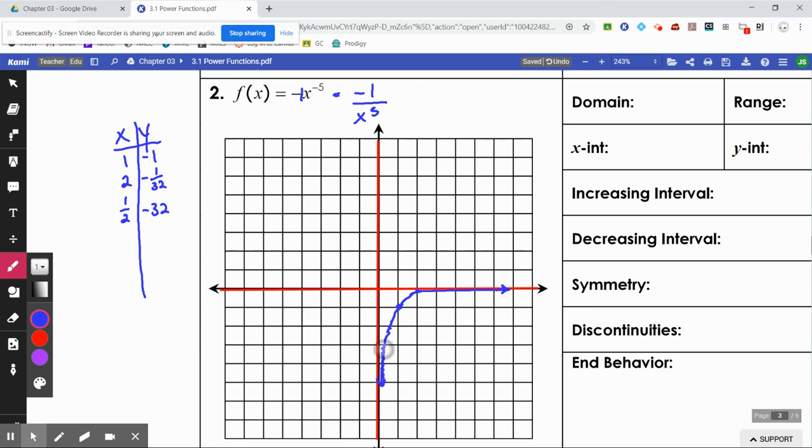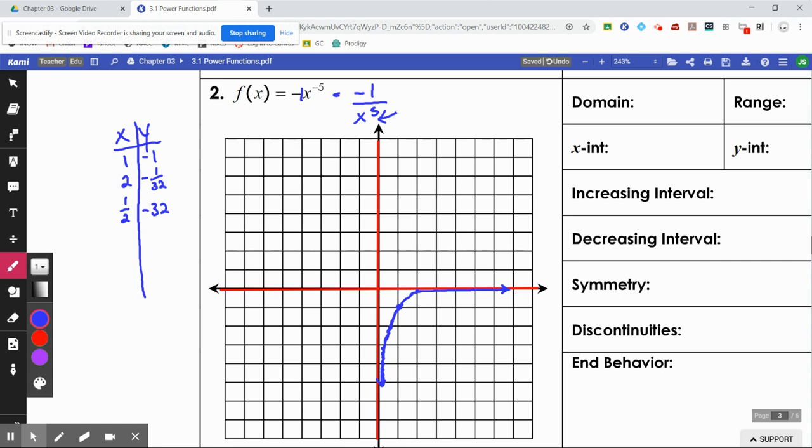And the reason being is whenever I plug in 2, again, I get -1/32, which is so tiny that it's pretty much right there on the x-axis. When I plugged in 1/2, I got 1/(1/32), because when you do 1/2 to the 5th power, you get 1/32, flip, multiply, and you get -32. So it's going to be so far off your graph. So you're basically getting the exact same graph. It's just growing pretty fast.